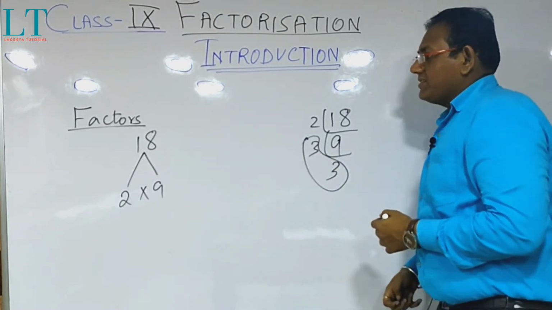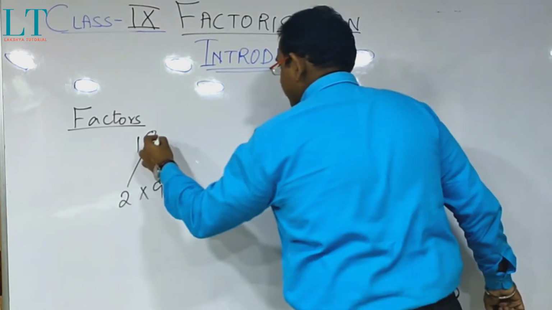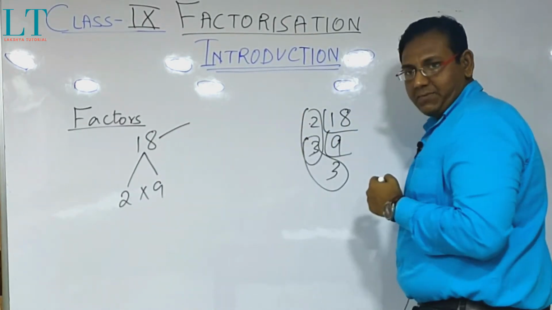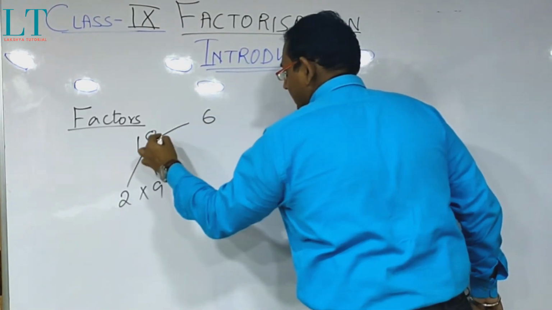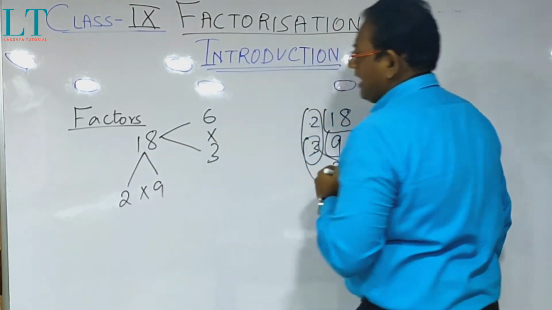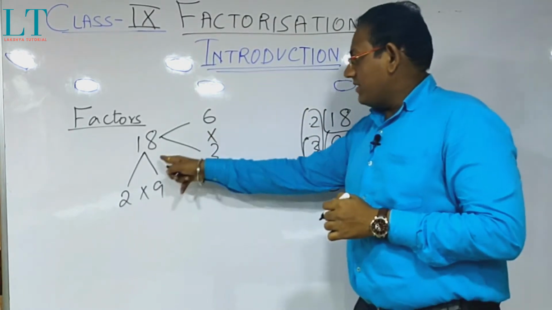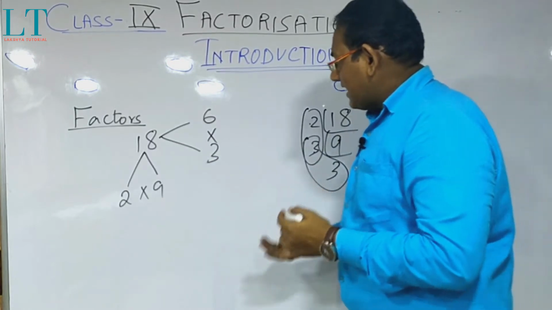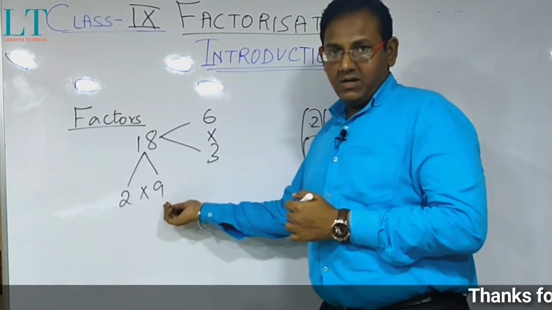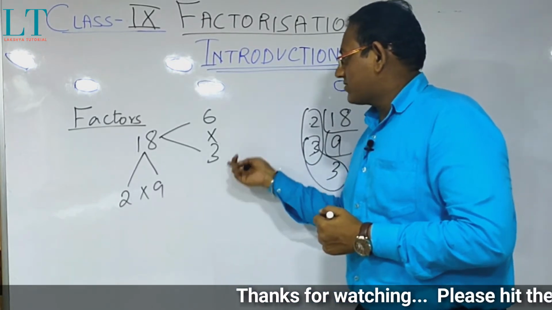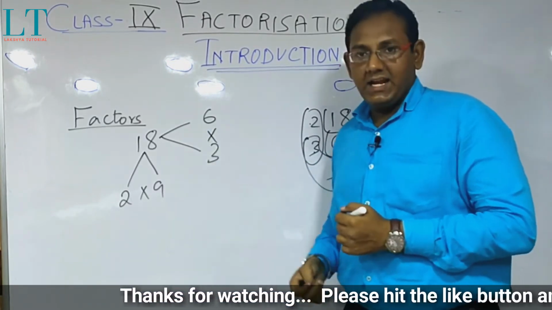Another way of expressing 18 is that if I multiply these two numbers, 2 and 3, I will get 6, and the other number is 3. So 6 into 3 can also give me 18. So we say the factors of 18 can be 2 cross 9 or 2 into 9. Similarly, the factors of 18 can be 6 cross 3. We will get 18 again.